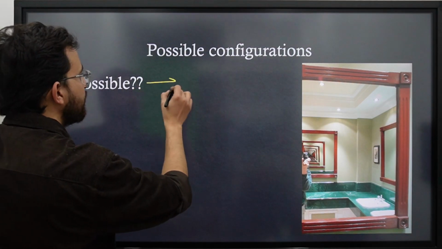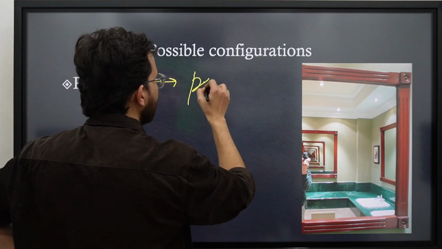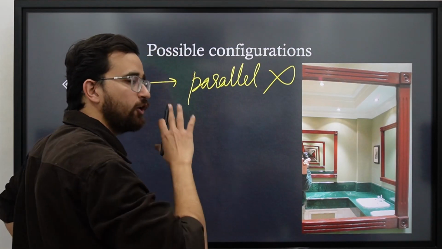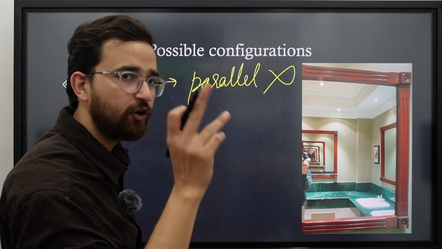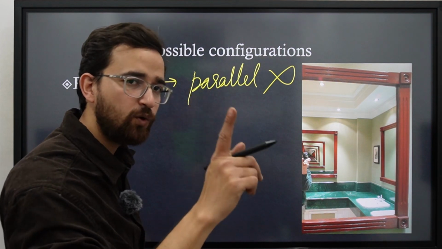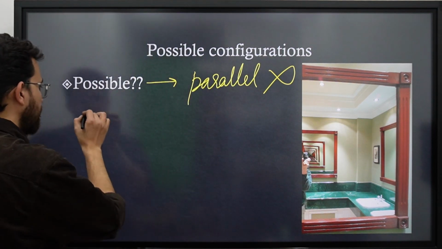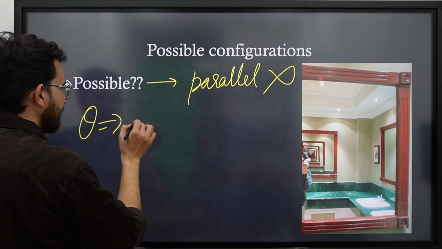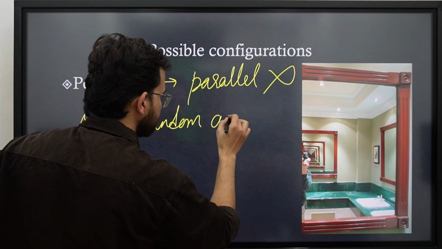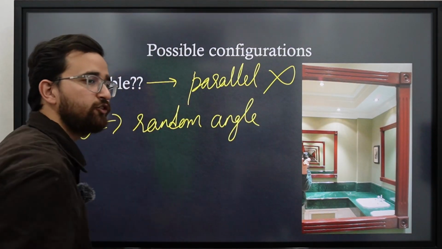So the possible combinations in which you kept the symmetry elements parallel is not possible. You cannot keep symmetry elements parallel. You cannot have a rotation parallel to another rotation. You cannot have a mirror plane parallel to another mirror plane. Is it possible that I place them at a random angle? No, this is also not possible.